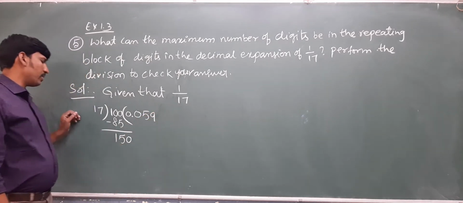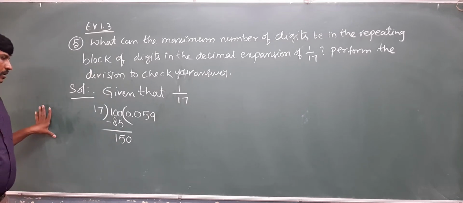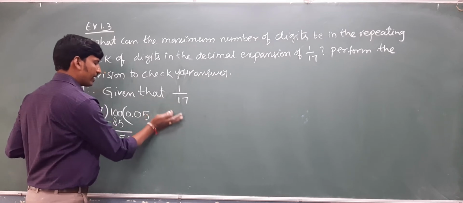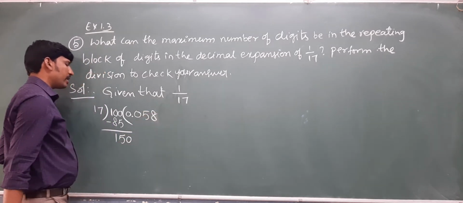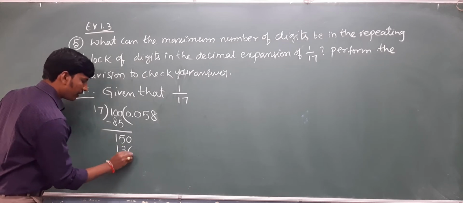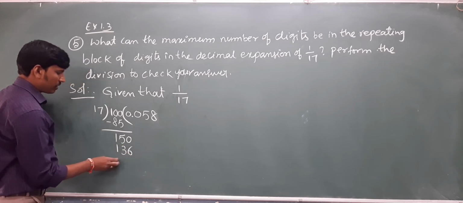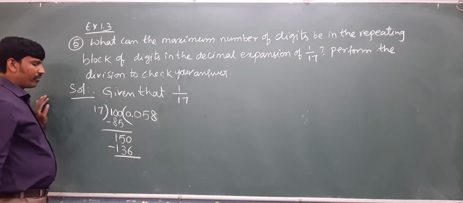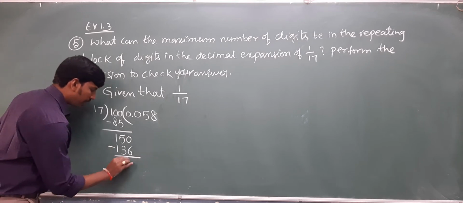17 9s, is it possible? 17 9s are 153. So 17 9s is not possible. You need to do 17 8s. What is 17 8s? That is 136. Is it 136? Right. Now see this here. When you subtract these two, 150 minus 136 is 14.